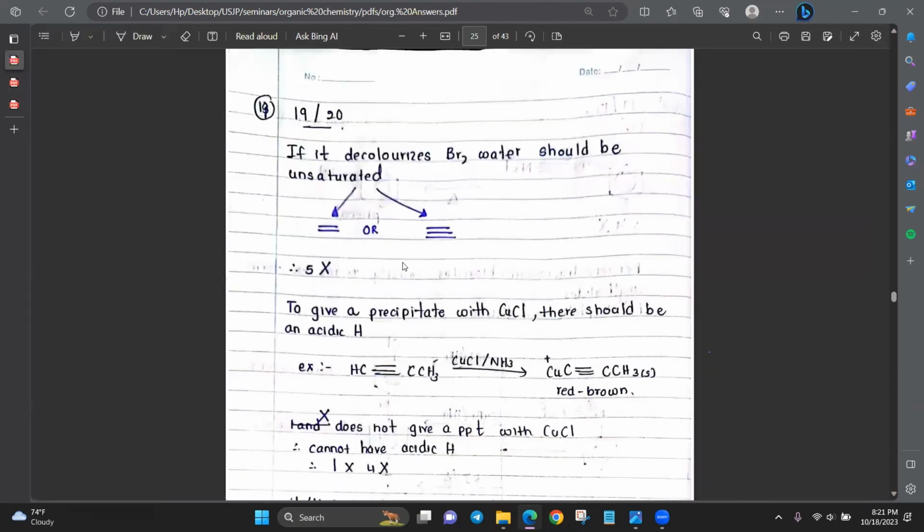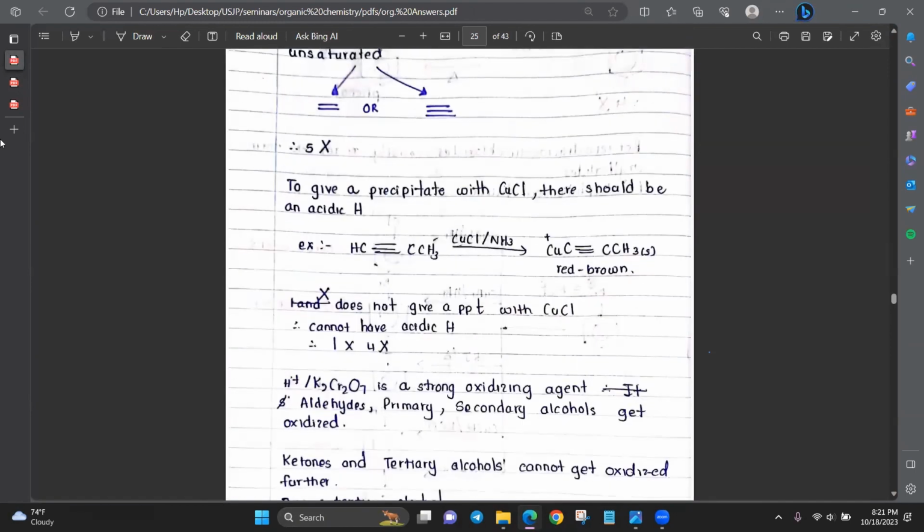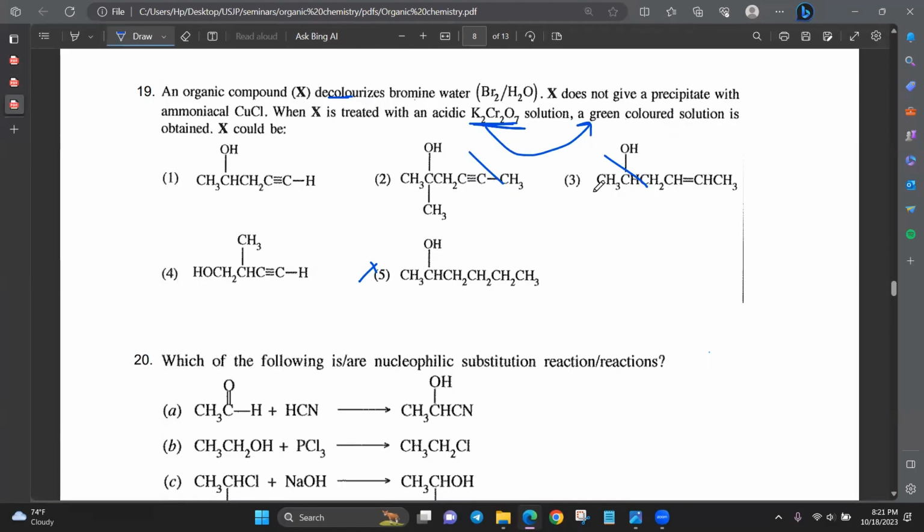Now, let's go to our answers. Wait. Was there a mistake anywhere? Yes. X does not give a precipitate with ammoniacal copper chloride. That means 1 and 4 are wrong, because these are having the acidic hydrogens. So they will give a precipitate with copper chloride. Sorry, it does not give a precipitate with ammoniacal copper chloride, means these two are wrong. These two are giving precipitate with ammoniacal copper. So now we are left with 2 and 3.